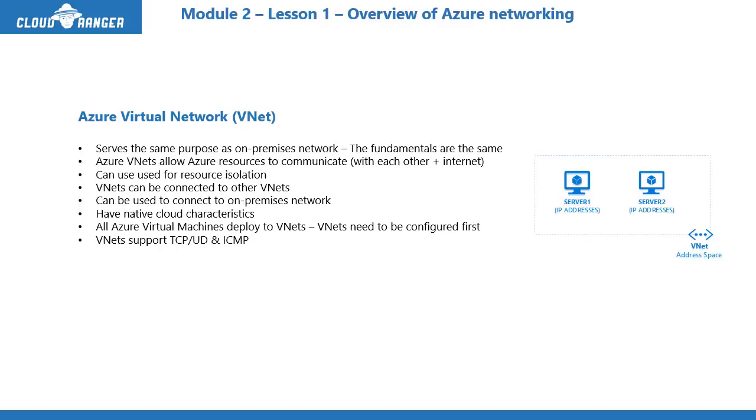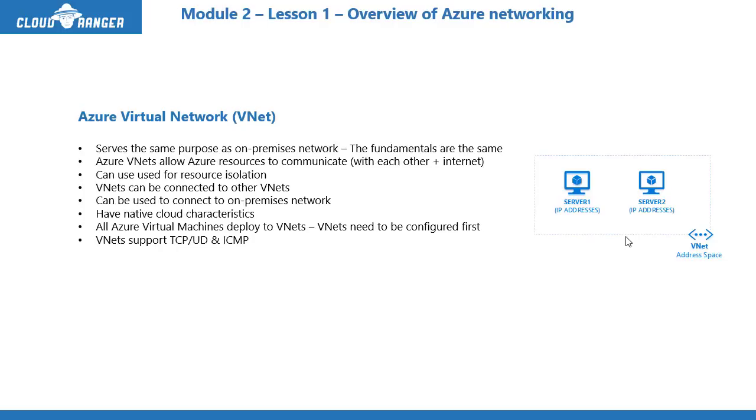So I have a little diagram over here. As you can see, this is actually a network. It's a VNet. It has its address space. I have two virtual machines in here, server 1 and server 2 with their IP addresses. This is as simple as a virtual network can be, where these two servers can communicate with each other. And these servers can also reach the internet without anything else present here.